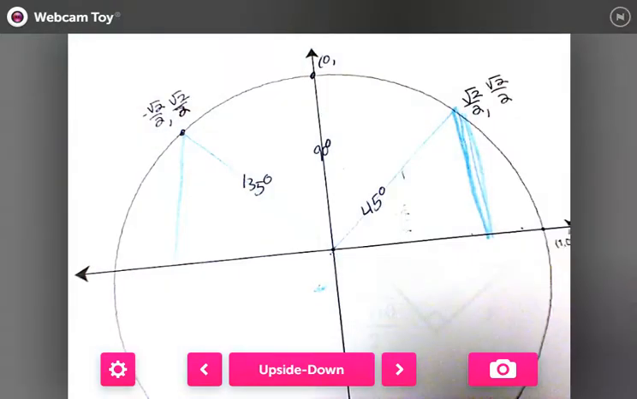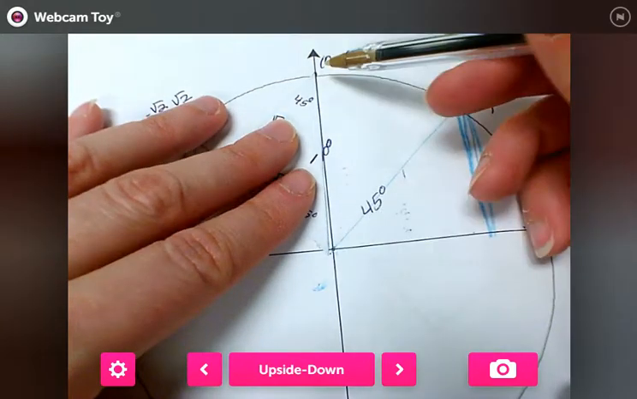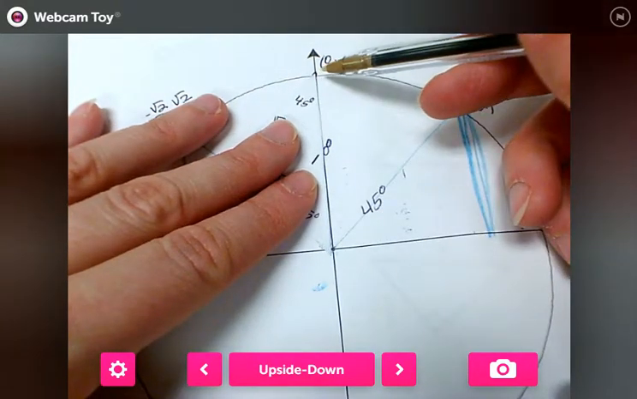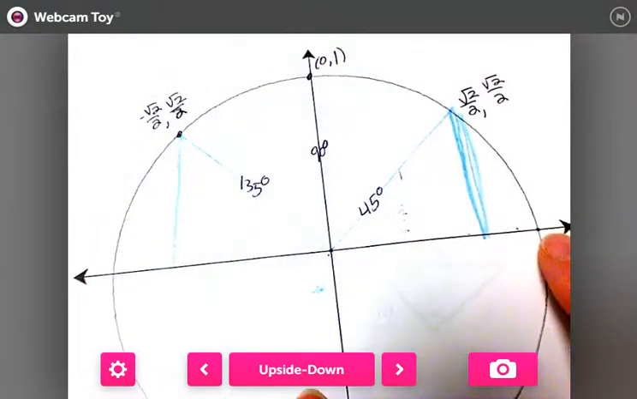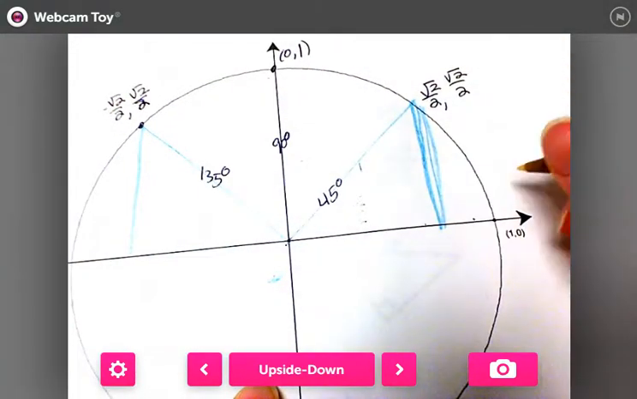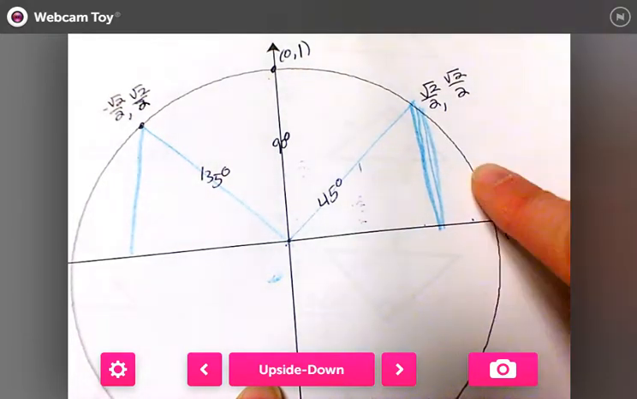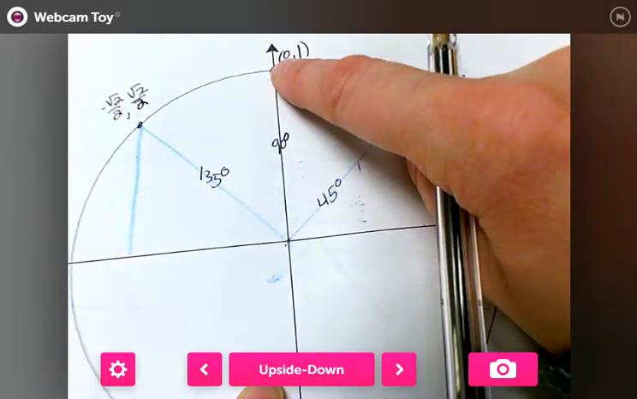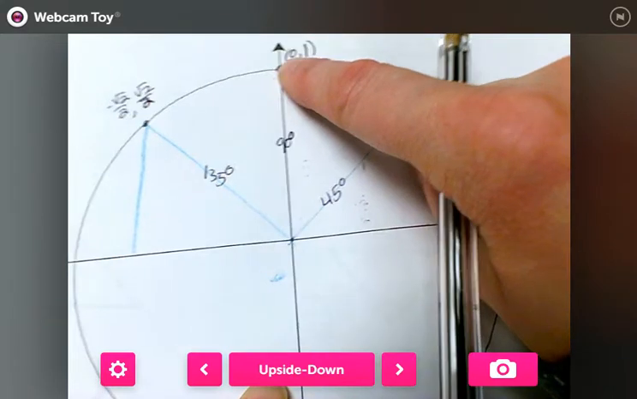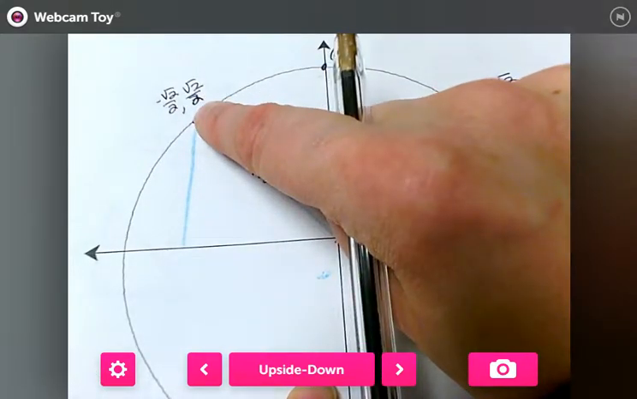Good. Do you guys see this? Look at this. That length is the same, right? And that's 1. Okay, so now we've got at 0 degrees, it's 1 comma 0. At 45 degrees, it's square root 2 over 2, square root 2 over 2. At 90 degrees, it's 0, up 1. At 135 degrees, it's negative square root 2 over 2, square root 2 over 2.